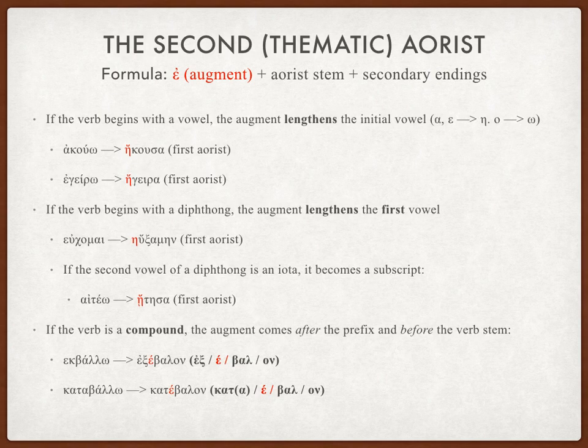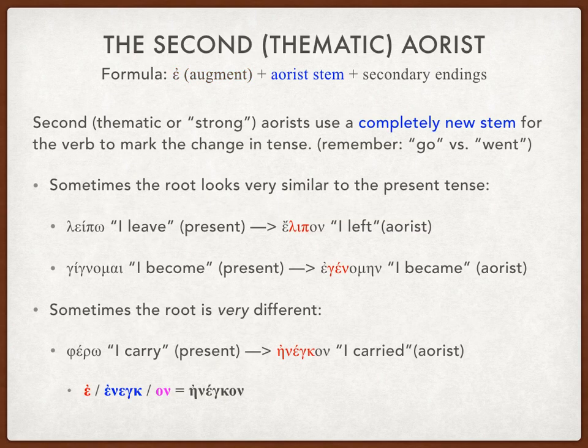That is pretty much the form you get in the aorist. So, how does the second aorist work? The basic rule to remember is the formula you get at the top. The second aorist, or the thematic aorist, if you prefer to know it by its technical term, is formed with an augment, usually epsilon, a new aorist stem, a change in the stem, plus the secondary endings. Those are the three things that go into a second aorist.